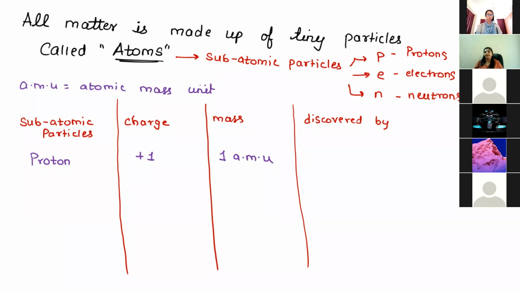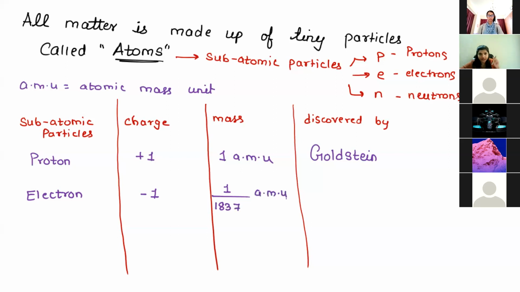Okay. Who discovered proton? Anybody? Okay, proton was discovered by Goldstein. Electron. What's the charge of electron? Negative, -1. Mass will be 1 over 1809? 1836 or 1837, 1809 depends on different reference books. So we'll write 1837 AMU, which means it is negligible.